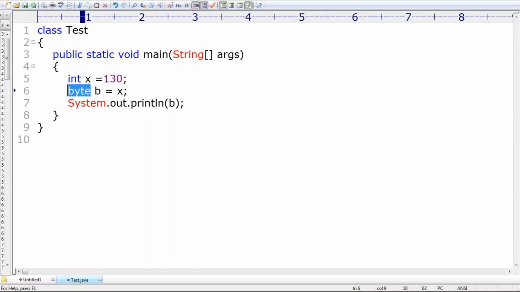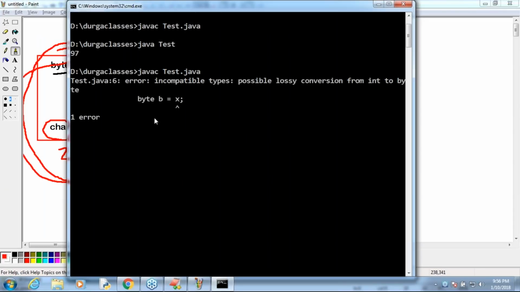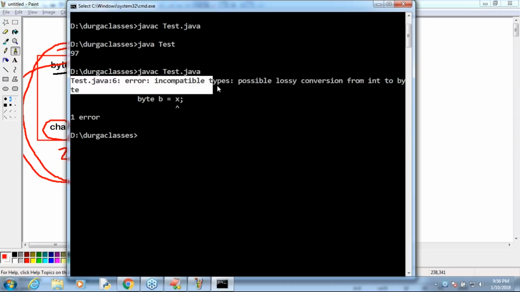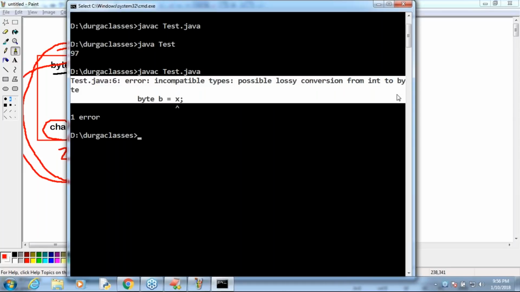Observe that. If I ask the compiler to compile, what is the compile error? Incompatible types: possible lossy conversion from int to byte. Immediately we get a compile error. Clear? Is the compiler a very decent person or not? If we make any mistake, the compiler immediately alerts us: hey Durga, you are doing something wrong, can you please correct that?